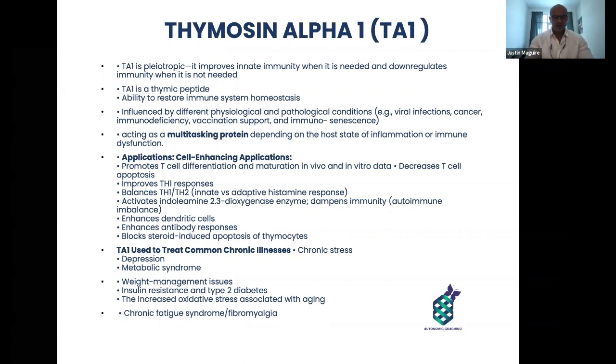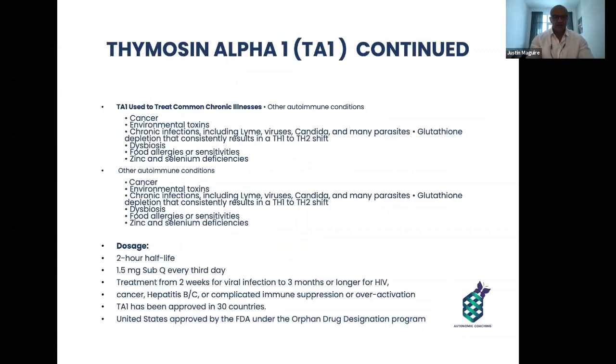It's used in chronic illness, depression, metabolic syndrome, weight management issues, insulin resistance type 2, increased oxidative stress. The increase of oxidative stress associated with aging, so it's anti-aging, helps with chronic fatigue, fibromyalgia, illnesses that it treats: cancer, environmental toxins, chronic infections, Lyme disease, candida, parasites. Helps with glutathione depletion, particularly in situations where dopamine toxicity is present.